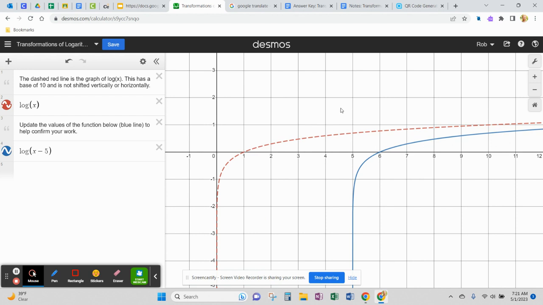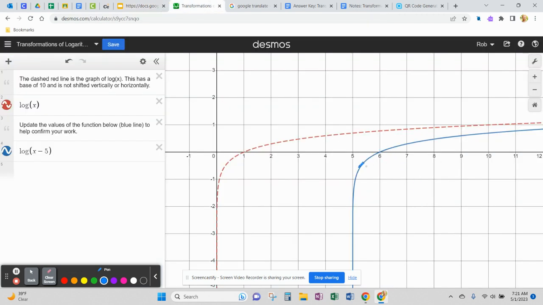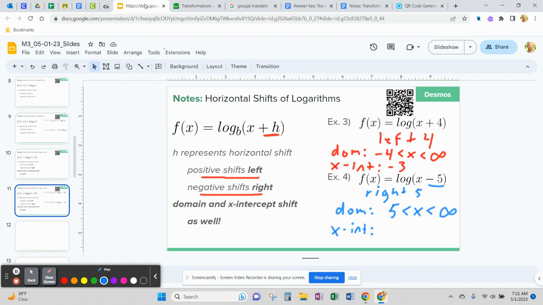It's also going to shift that domain over 5. So instead of being from 0 to infinity, we're going from 5 to infinity. So 5 is our left bound. 5 is less than x is less than infinity. And if we look at our x-intercept, it looks like it shifted over to 6, which is 5 more than 1. We can think of that 1 plus 5 there, or just pull it from our graph. Our x-intercept would be 6.